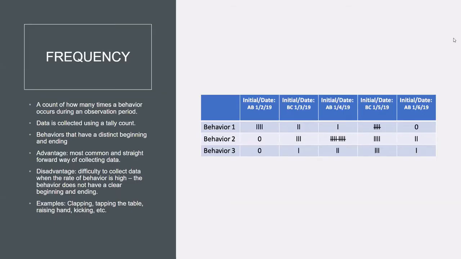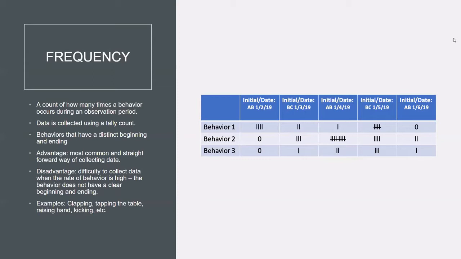Here we are going to talk about taking frequency data. When we're recording frequency, we are taking account of how many times a behavior occurs during an observation period. Data is recorded by using a tally count. It's the most clear and easiest way to count up your data after your observation period. Frequency is best used for behaviors that have a discrete beginning and ending. So for instance, kicking. We can observe a person kick another person and keep an exact count of each occurrence. A frequency count is the most common and straightforward way of collecting data.